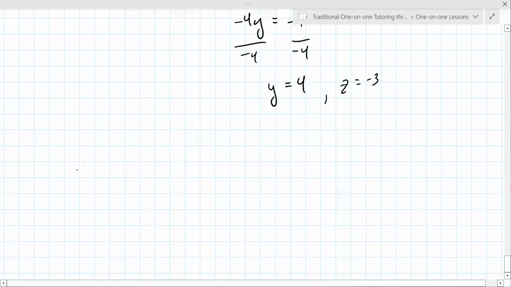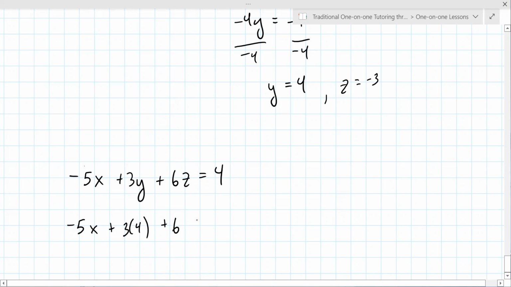Okay, so I'm using the first equation. And we plug in both y and z, correct? Because it only leaves one variable remaining. Yeah, that's true.